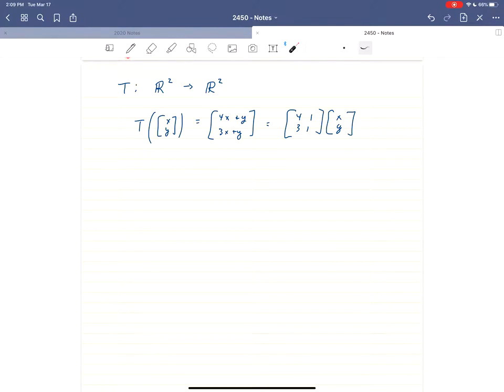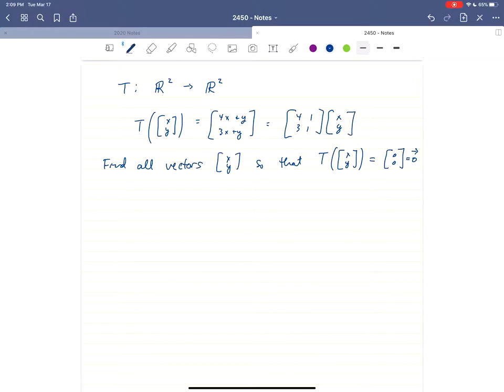What I want to do is find all the vectors, say x, y, so that when I apply the linear transformation to those vectors, what we get is the 0 vector. We get 0, 0. So I want to figure out what are the vectors that get mapped to the origin.